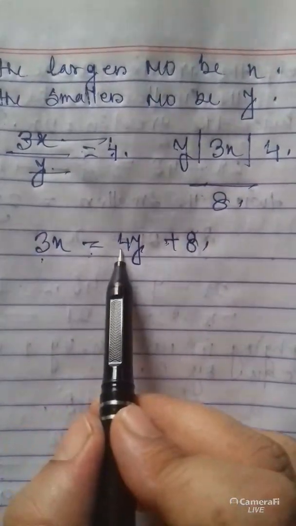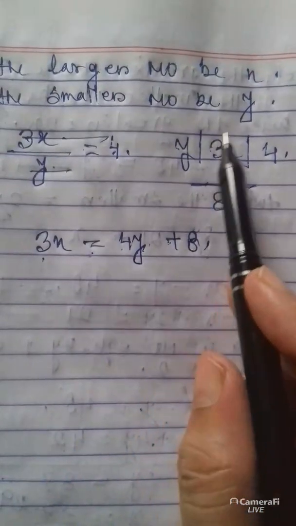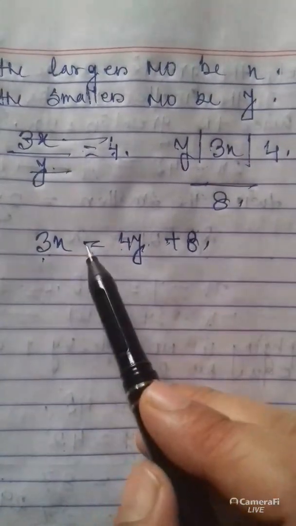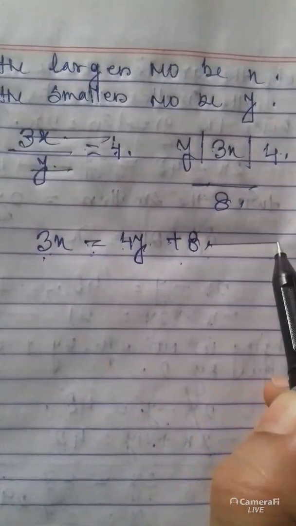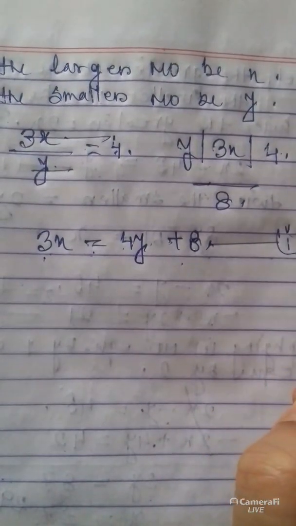Why 3x equal to 4y plus 8? Because 3x is a dividend. Dividend equal to divisor into quotient plus remainder. This is one number equation.